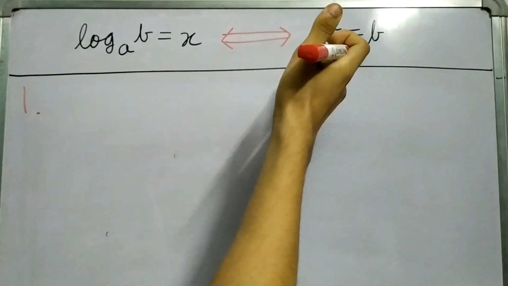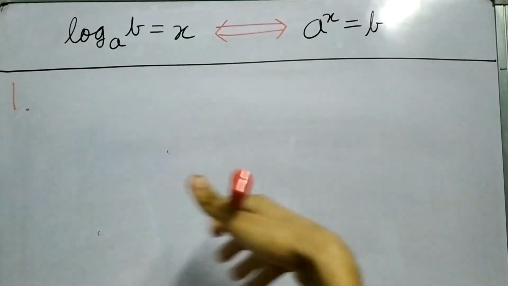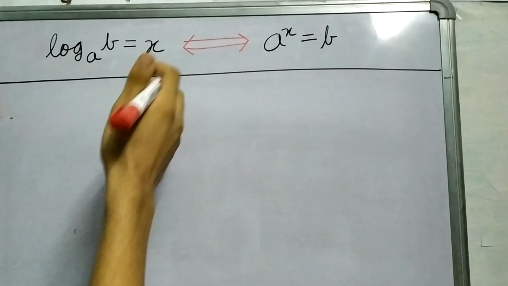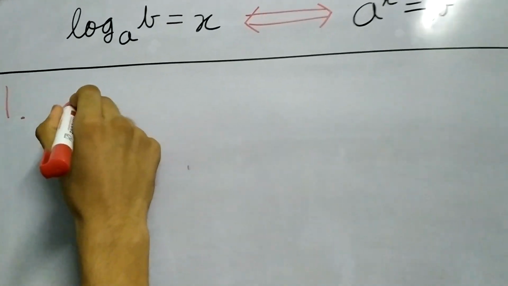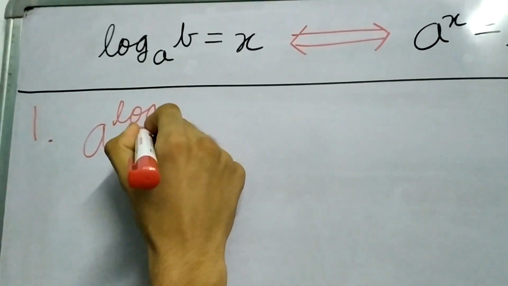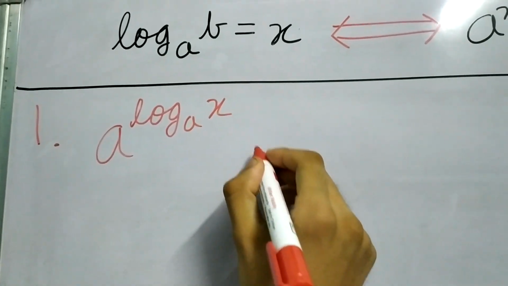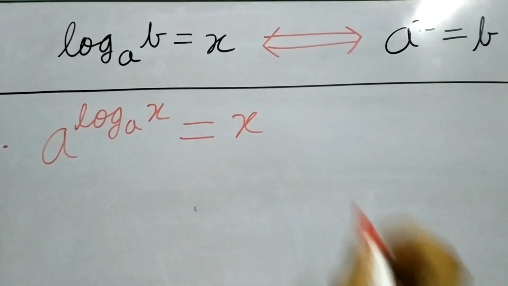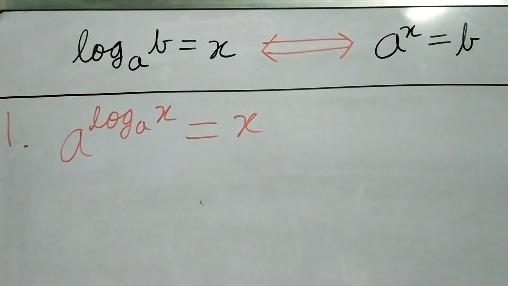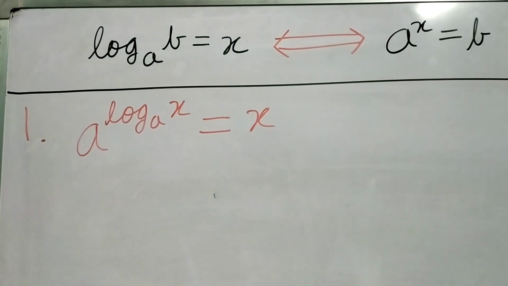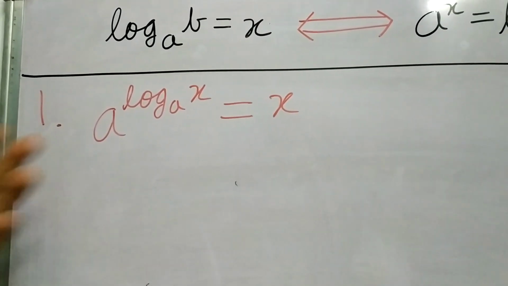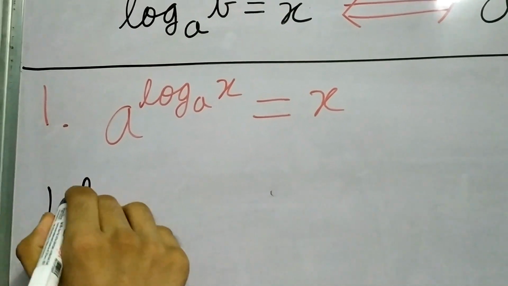If you understand this definition really well, it may seem obvious. So let me write this down: a to the power log base a of x is equal to x. Now, can you prove this? Well, let's do it.